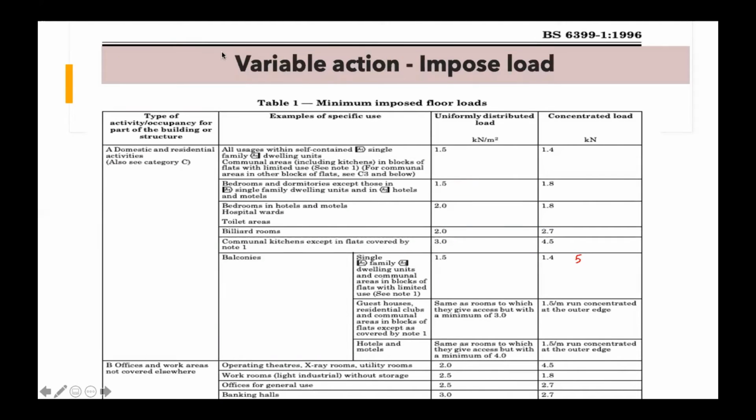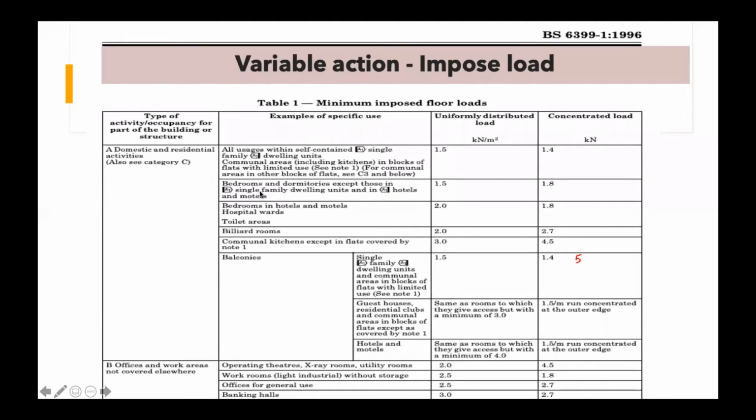Okay, so how do we get the imposed load or variable actions? We have BS6399. By referring to this code, the code gives us the appropriate uniformly distributed load and or concentrated load on the floors.